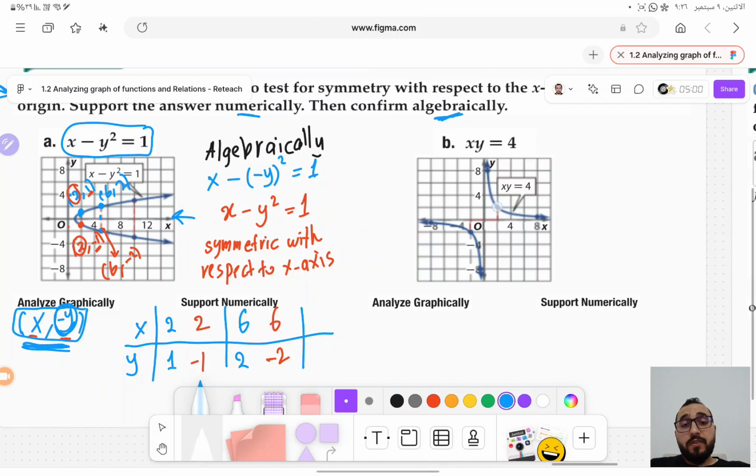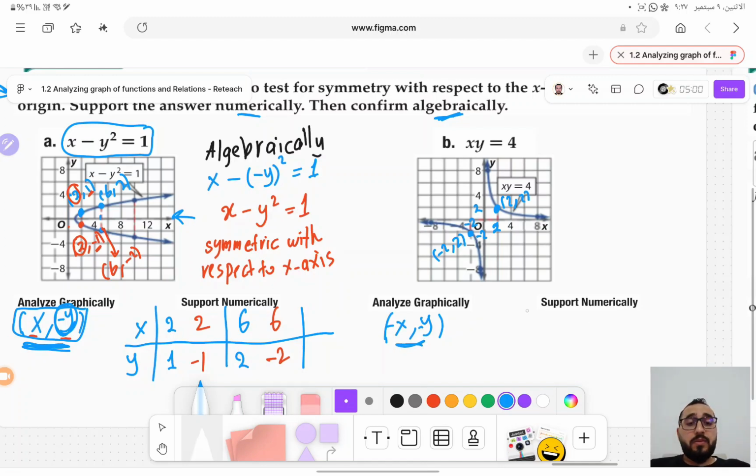Why? Because if you look at the point here, for example, this point should be 2, and here should be 2. If you look at the point on the opposite side, this one should be -2, and this one -2. So this point is 2, 2, and this point here is -2, -2. So they are the same point with different signs. So for sure it will be -x and -y. So this is how we can analyze it graphically.